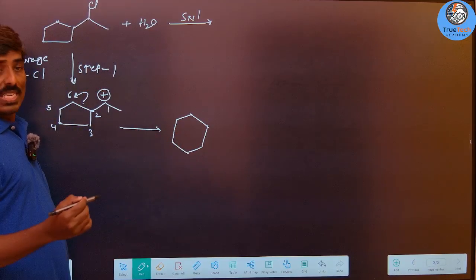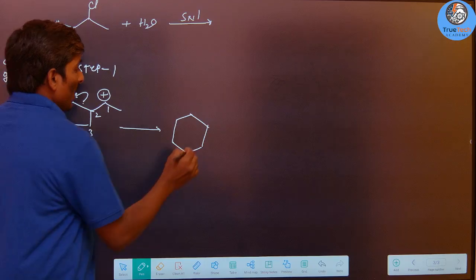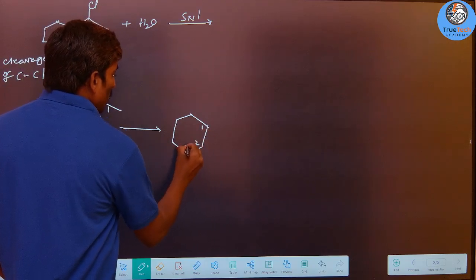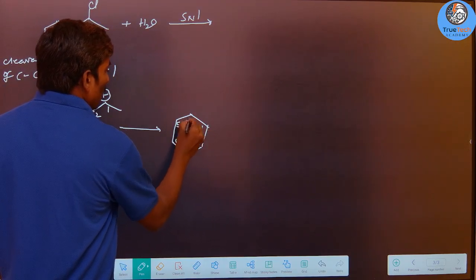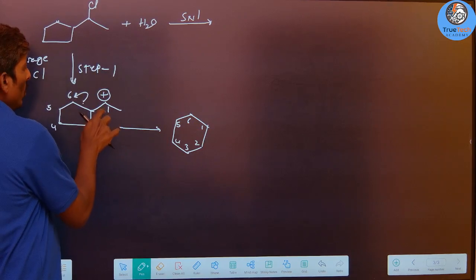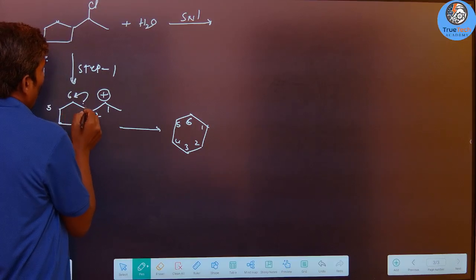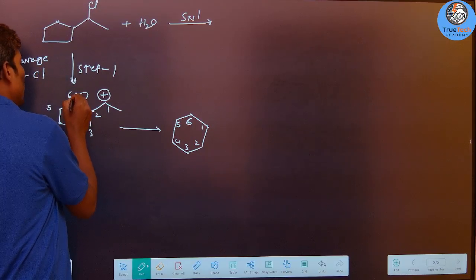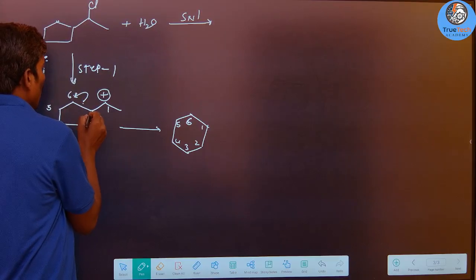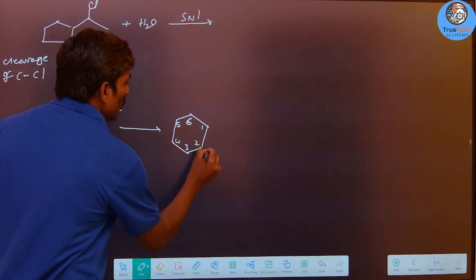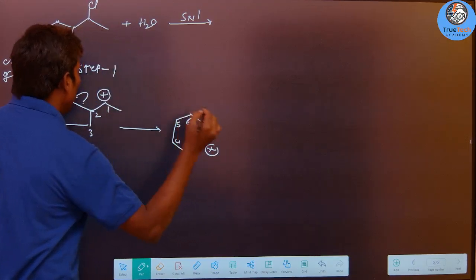You are going to get the 6-membered ring. I am giving the numbering for convenience: 1, 2, 3, 4, 5, 6. See, a new bond is formed between first carbon and sixth carbon. And when this bond pair electron shifts towards sixth carbon, on second carbon you are going to get positive charge.